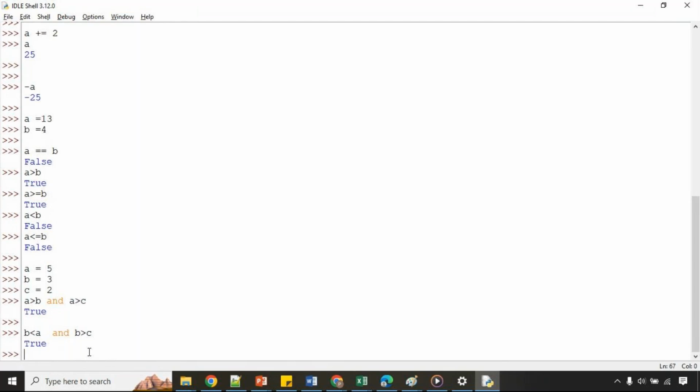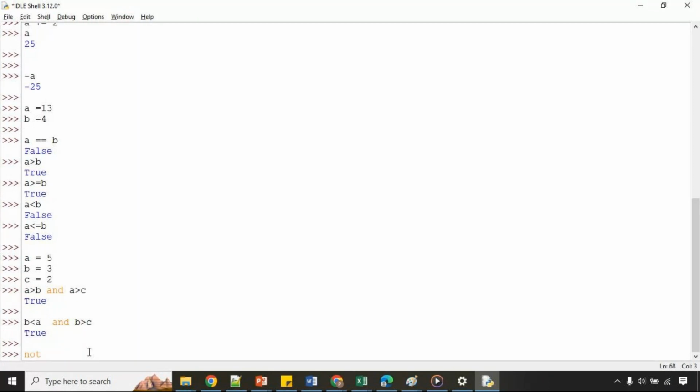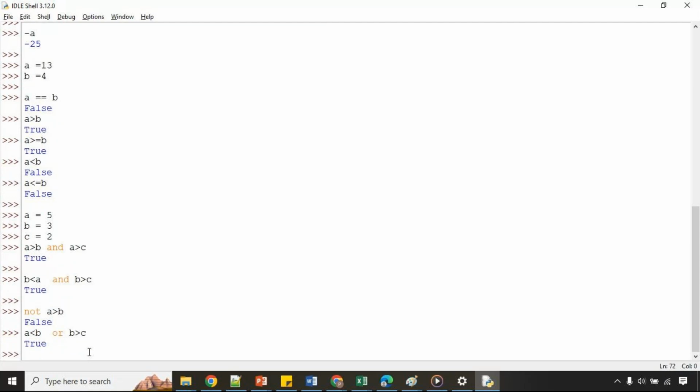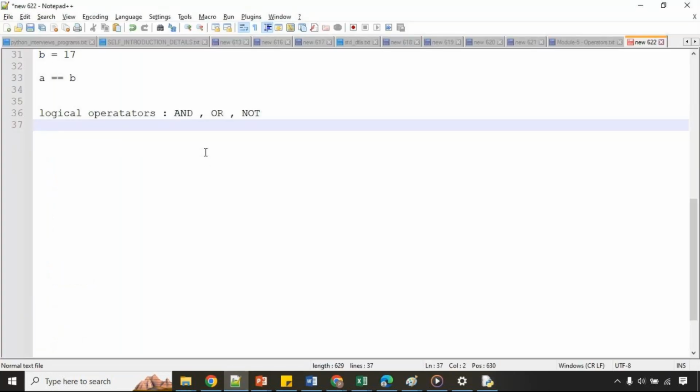Now, NOT A greater than B. A greater than B, true or false? True. NOT true is false. And OR, NOT: A less than B or B less than C. If OR means if any one is true, then true. Otherwise, it is false. So these are the logical operators: and, or, not.